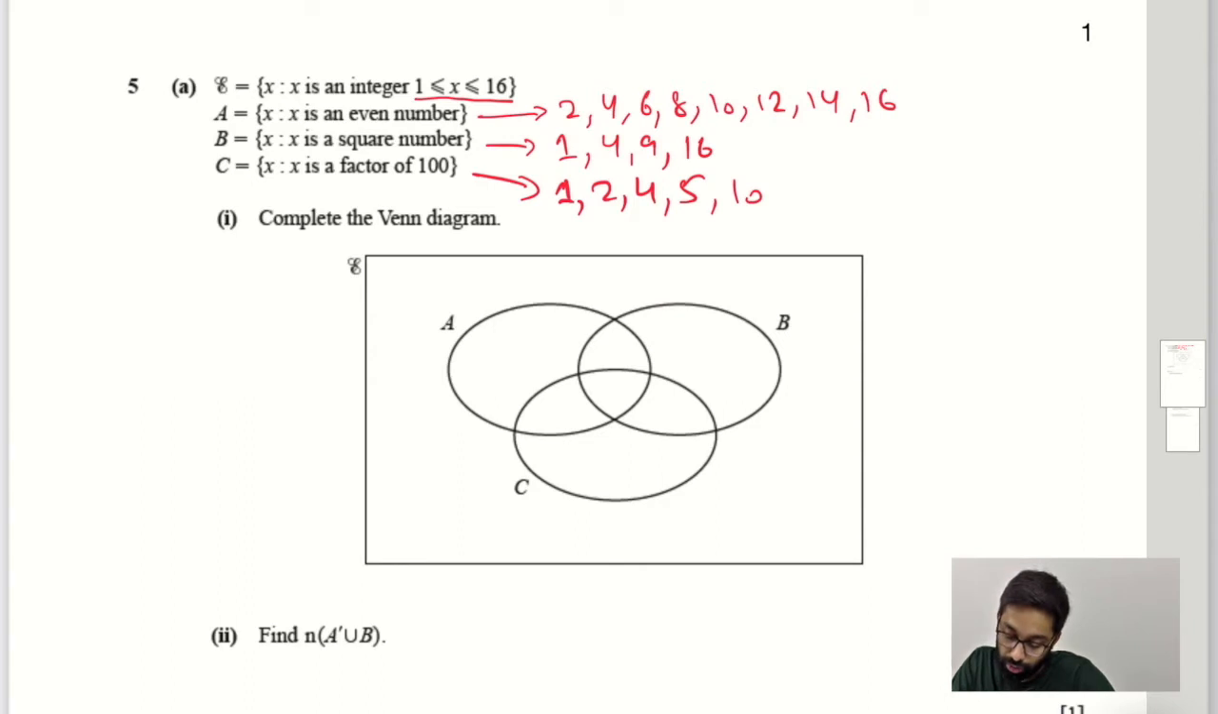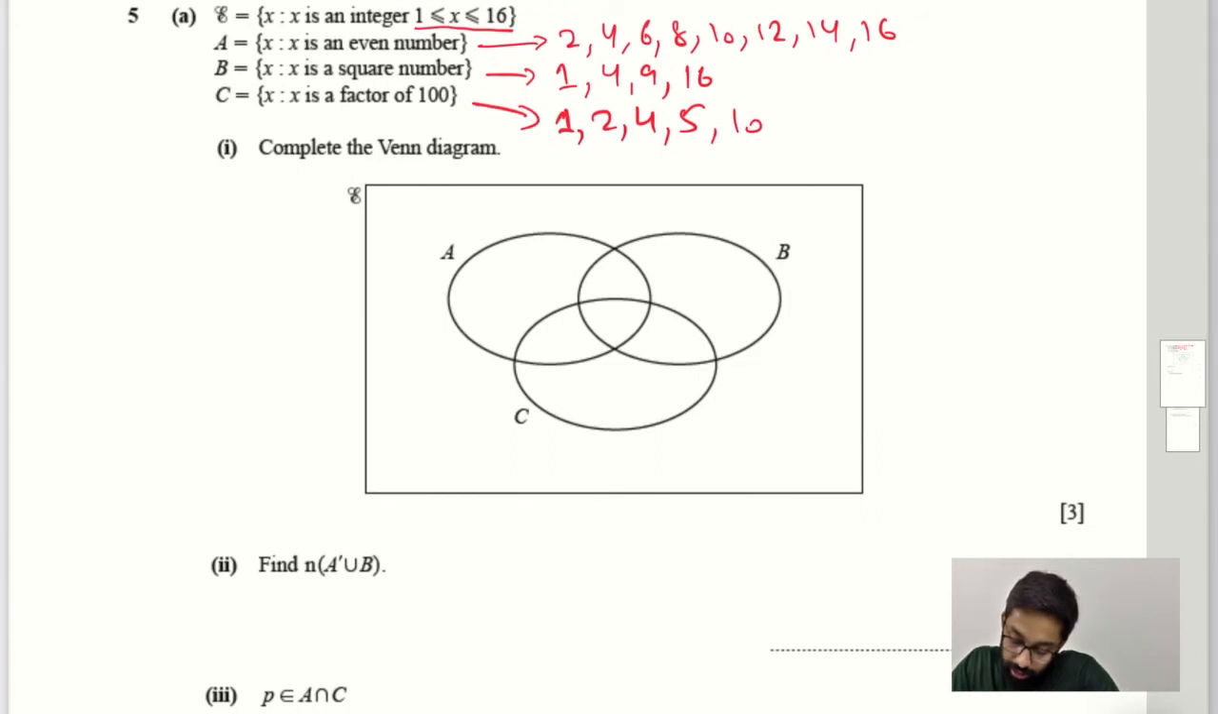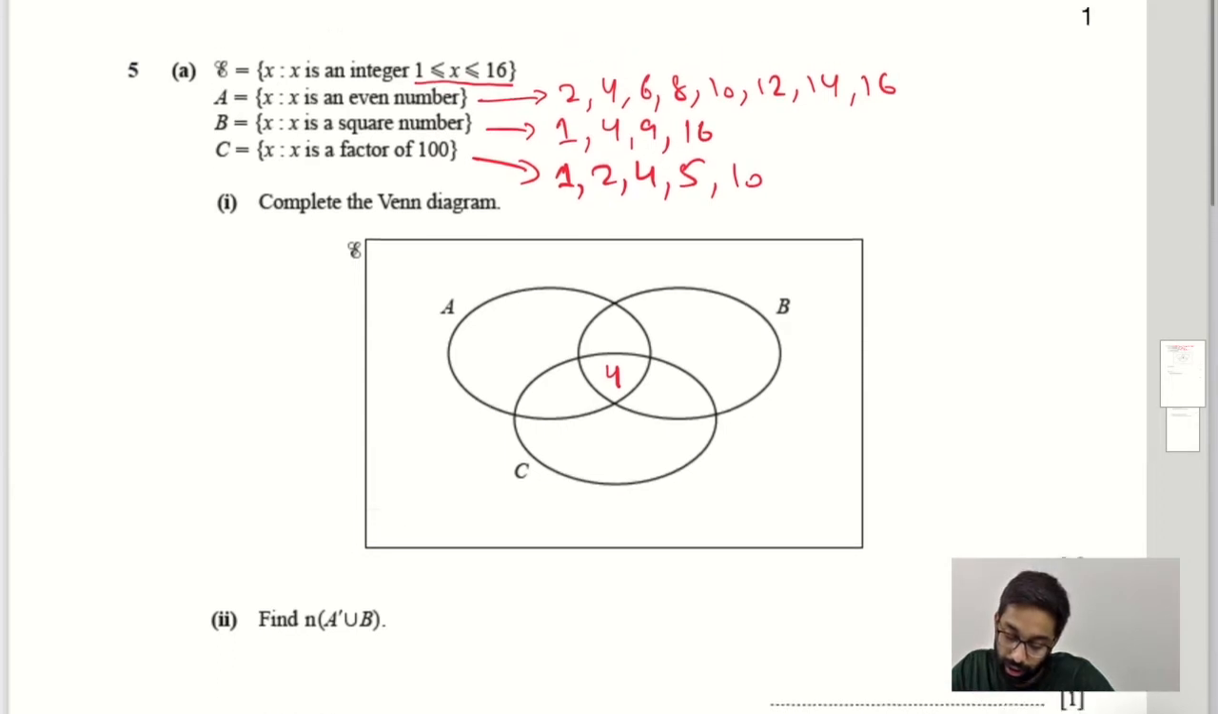Now let's write down all the values inside this Venn diagram. A consists of all the even numbers. But first, let's identify the one that is common between all three circles, and I think that is 4. So we write 4 over here. Now let's look at A and B. Between A and B, the only number that is common is 16. So I write 16 over here.